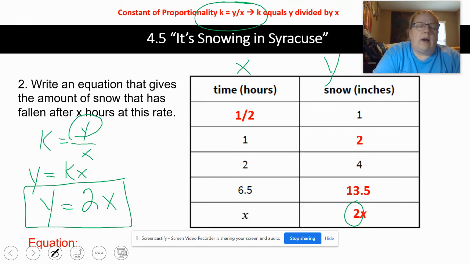And so in this case, our equation is Y equals 2 times X. And so if I take X, which is my number of hours, and I multiply it by 2, at any given time, I should know exactly how many inches of snow have fallen in Syracuse, New York, or wherever it just happens to be.